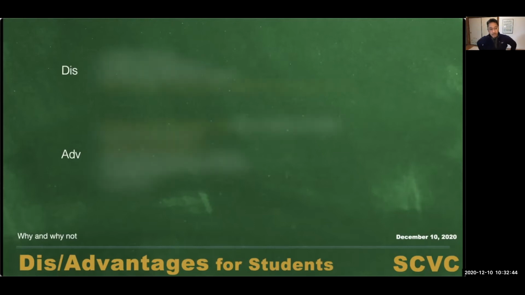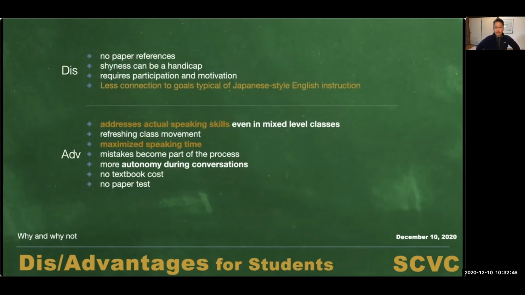Now, before we get on to this, I know that you're already thinking about the disadvantages and the advantages of all of this. So first, let's talk about what might be a disadvantage for students. There are a few of them, but the ones that I pointed out in yellow, I don't know if you can see that very well in the auditorium. I didn't know how big the auditoriums would be for some of you, but I'll read it out. The one in yellow as a disadvantage up here, where my cursor is, says: less connection to goals typical of Japanese style English instruction.